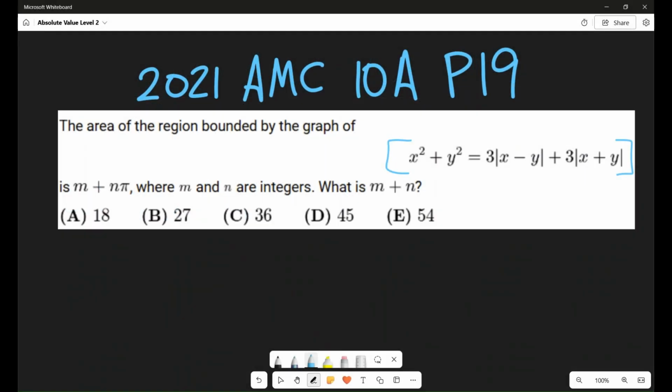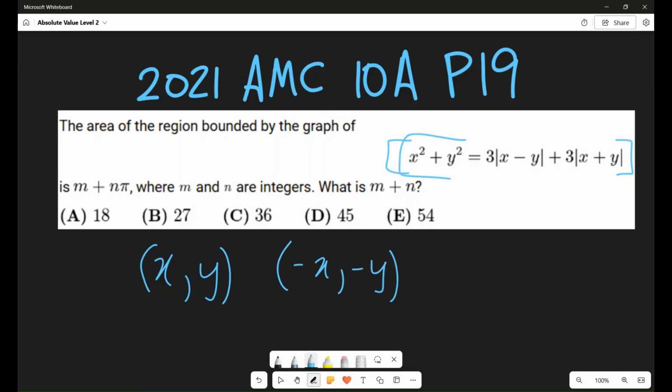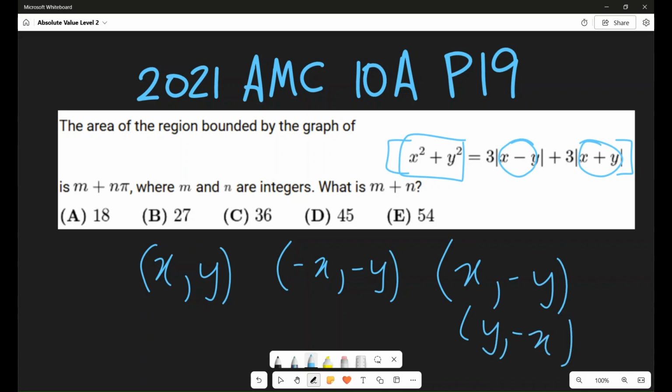And if you don't remember, what we did is we said if the point (x, y) is on the graph, what other points do we know are on the graph? Well, we know we have (-x, -y), and why is that? Because these squares stay the same, and x minus y becomes y minus x, same absolute value. x plus y becomes minus x minus y, again, same absolute value. Similarly, we can also say (x, -y) and (y, -x) are both on the graph.